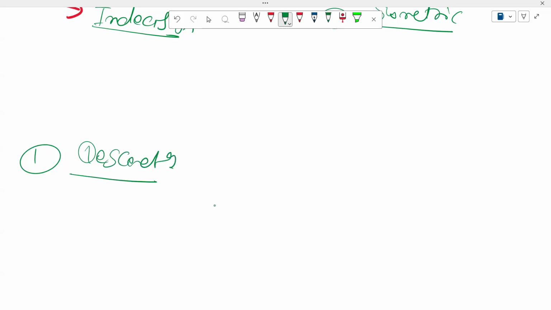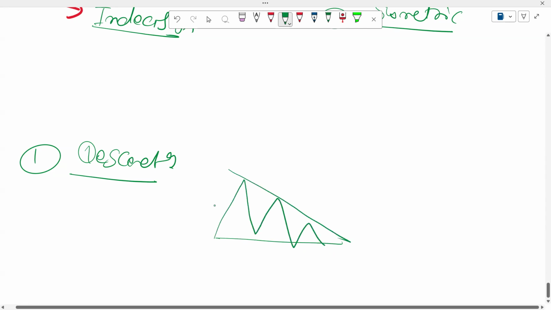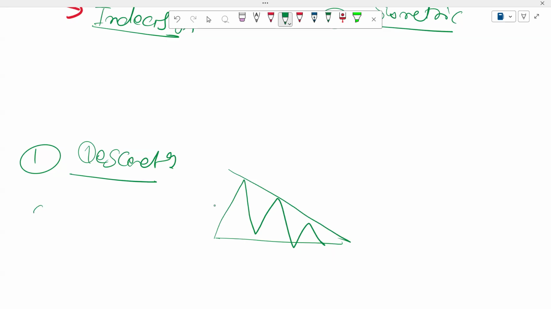Okay, descending triangular means these are your lows, and these are your highs, and you see some pattern like this. I am putting it on the line chart because I don't need a candlestick chart. You only need it to make a trend line. So these are my trend lines.